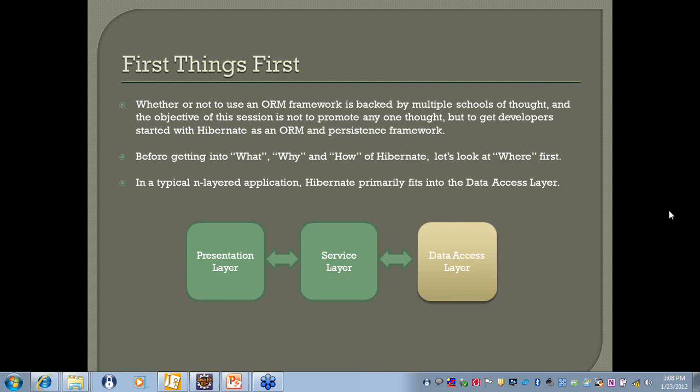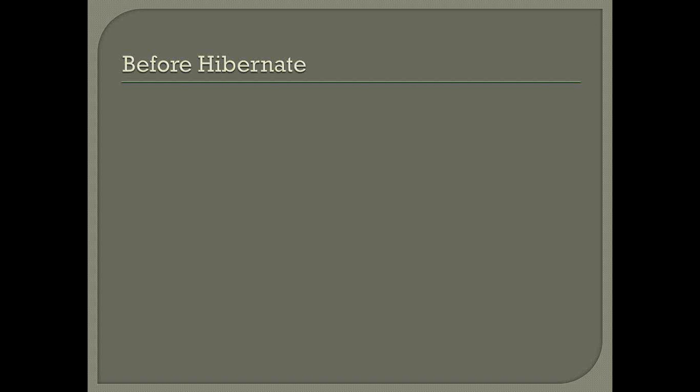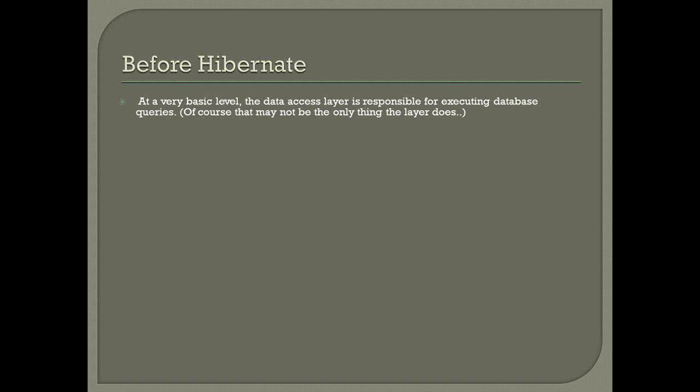I've already specified what the data access layer is supposed to do within your application. Let's see how a data access layer looks when you haven't started using a persistence framework like Hibernate. Nowadays, without using such frameworks, you normally just use plain JDBC code to access data and save data into your data store. At a very basic level, the data access layer is responsible for executing database queries. That's the first thing which comes to mind when you talk about the data access layer.